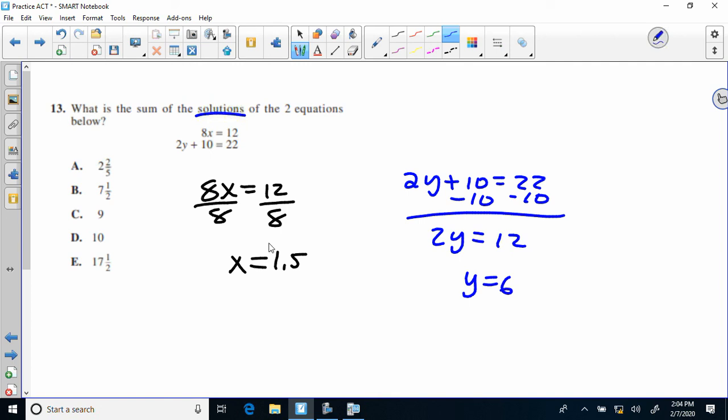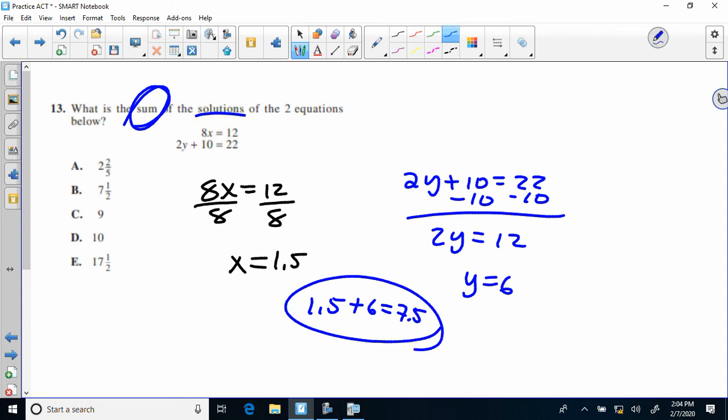And the question they asked is, what is the sum? And sum means to add. That word right there means to add the solutions together. So we want this 1.5 plus 6, and that is 7.5. So we had two solutions. One of them was 1.5, the other one was 6, and we add them together. So my answer should be the letter B as in boy, or 7.5.